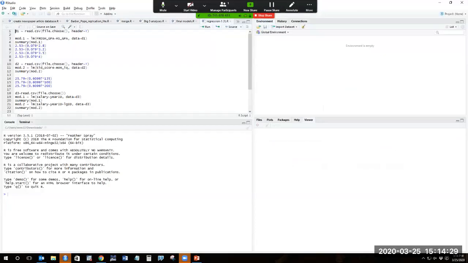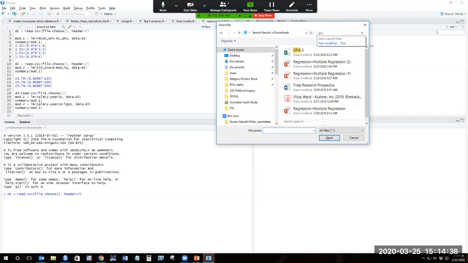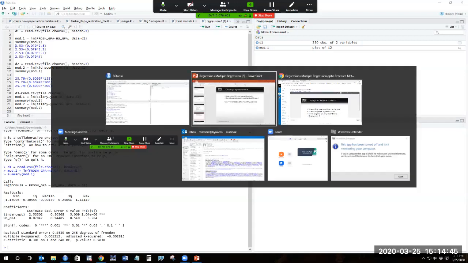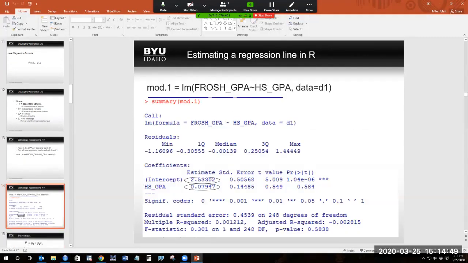So if I go over to RStudio, I have to read in this GPA data set. The GPA data set is not real. It's just made up data. So don't get too excited about what it might mean. So if I run that regression model and then I do a summary of the model, I get output that looks like this. So you see that the estimated intercept is 2.53.